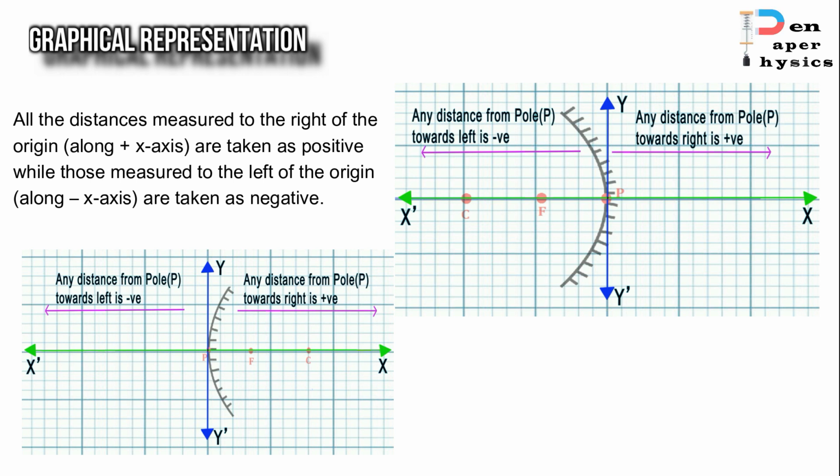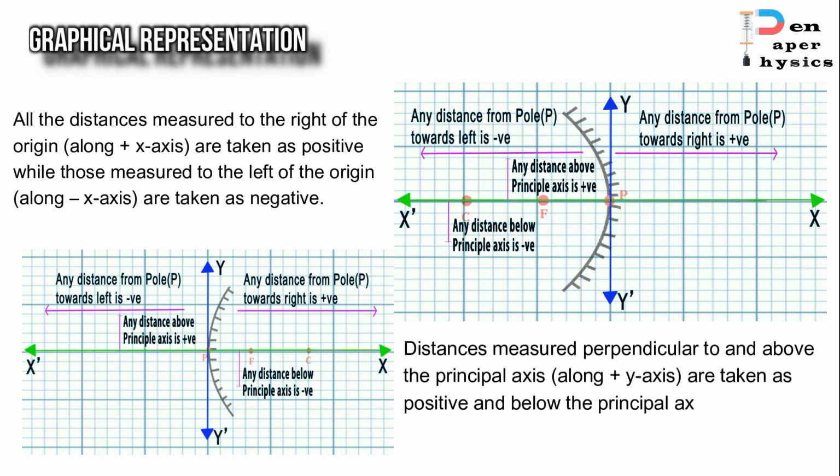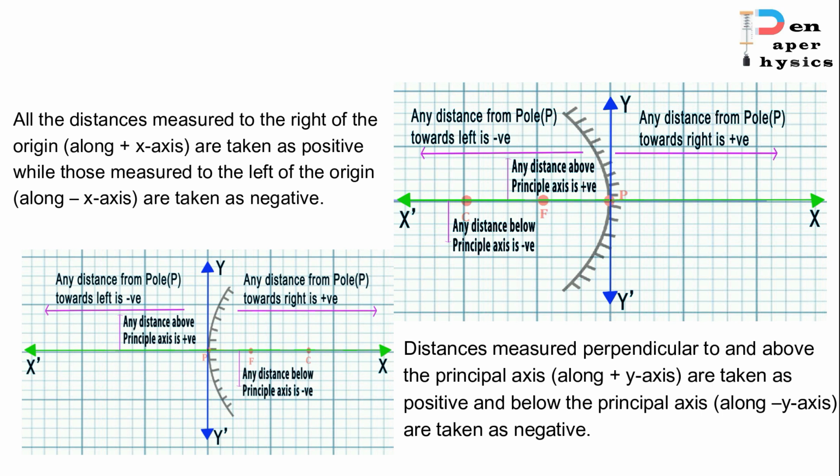So any distance in the direction of light is positive and any distance opposite to the direction of light is negative. The same rule applies for measuring the height of the image and the object. Above the principal axis, that means towards the positive y-axis, the distance is positive, and below the principal axis, that means towards the negative y-axis, that is Y', is the negative distance.